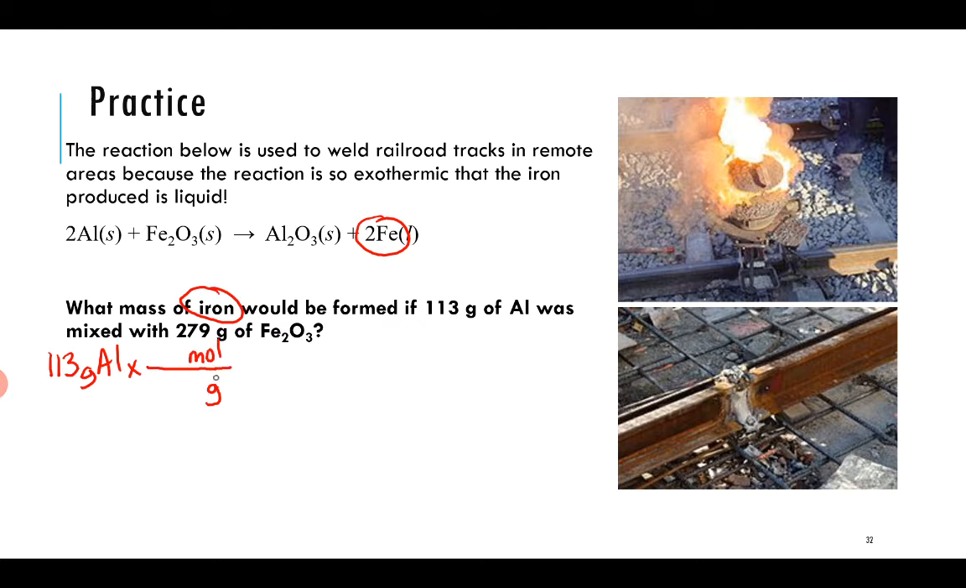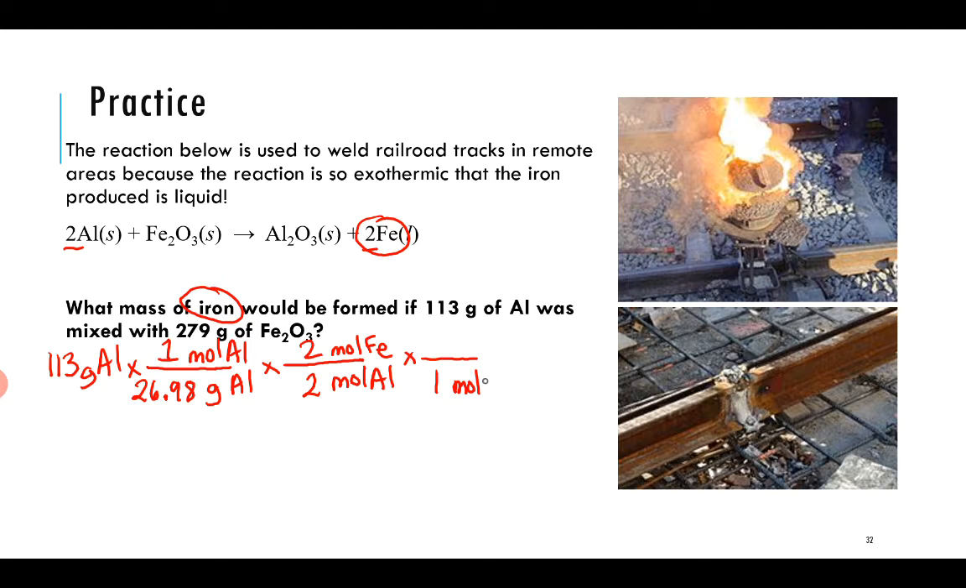So since I'm given a mass, I have to use the molar mass of aluminum in order to get to moles of aluminum. So that is 26.98 grams per mole. Next, I need to cancel out my moles of aluminum, and I need to get into moles of iron. That is a 2 coefficient and a 2 coefficient, so 2 and 2. And then I could end the problem there, or I can get into my mass of iron. And so I'm going to go ahead and do that.